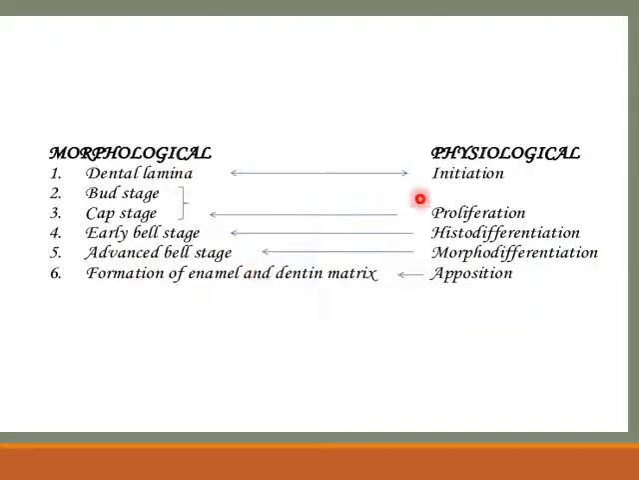So this diagram shows the morphological stage and physiological stage interaction. Dental lamina is the initiation. Bud stage, cup stage is the proliferation. Early bell stage, histodifferentiation, is the formation of odontoblasts, ameloblasts, and so on. Advanced bell stage is morphodifferentiation, the crown formation, complete crown formation, anterior or posterior teeth. And the last is the formation of enamel and dentine matrix, which means the apposition physiological stage.